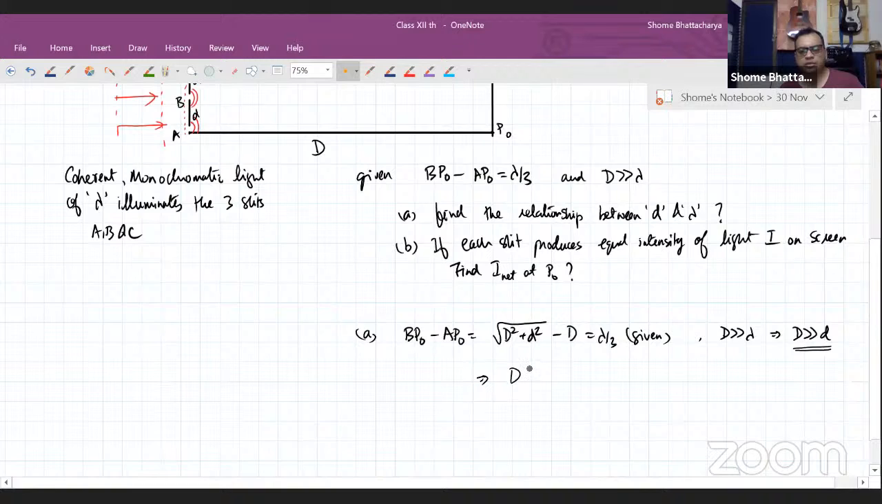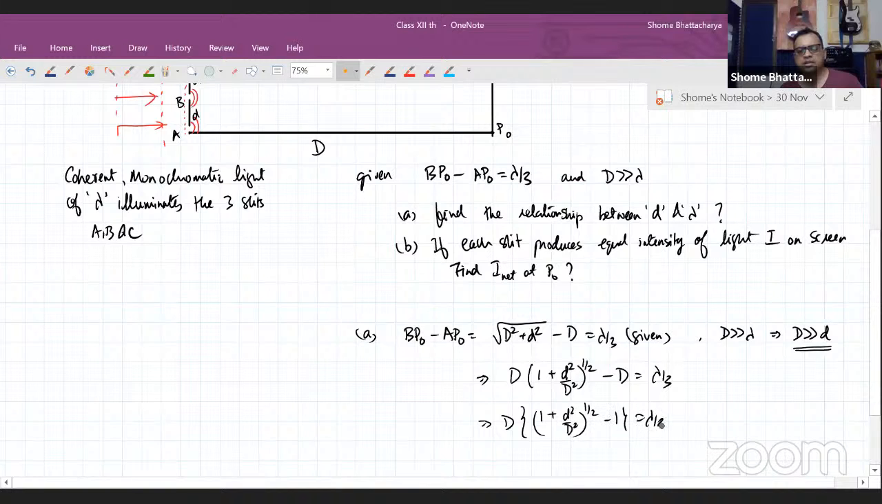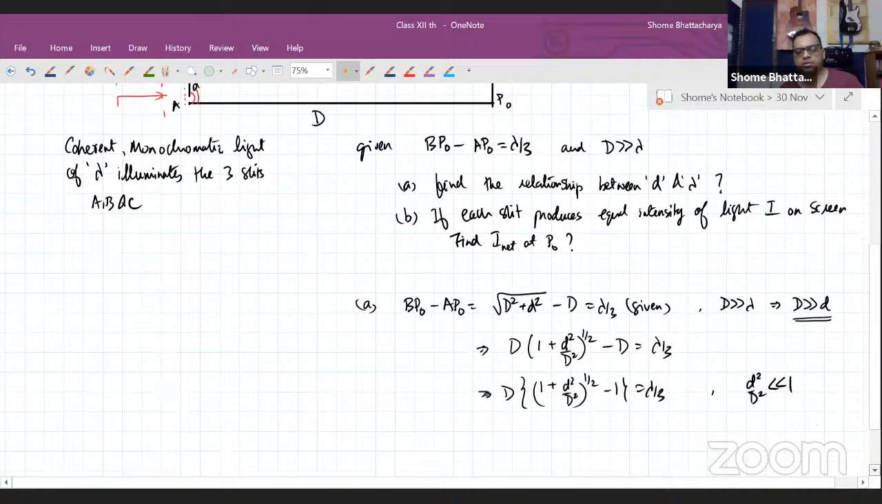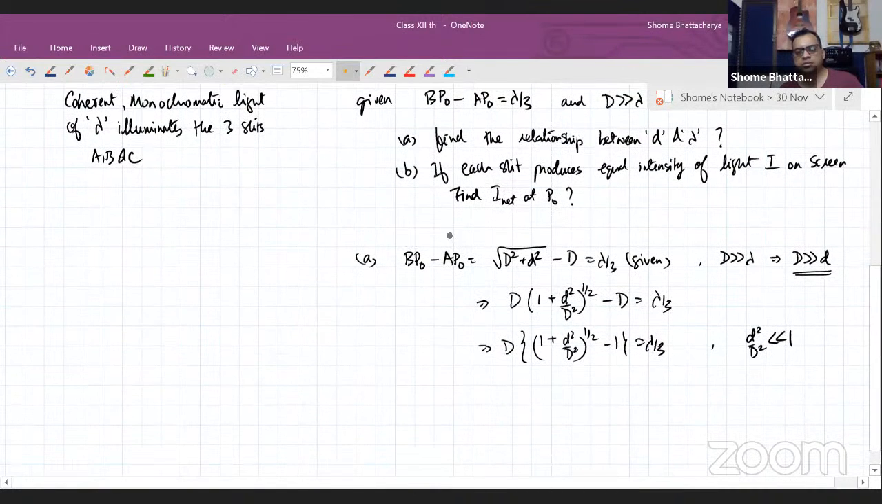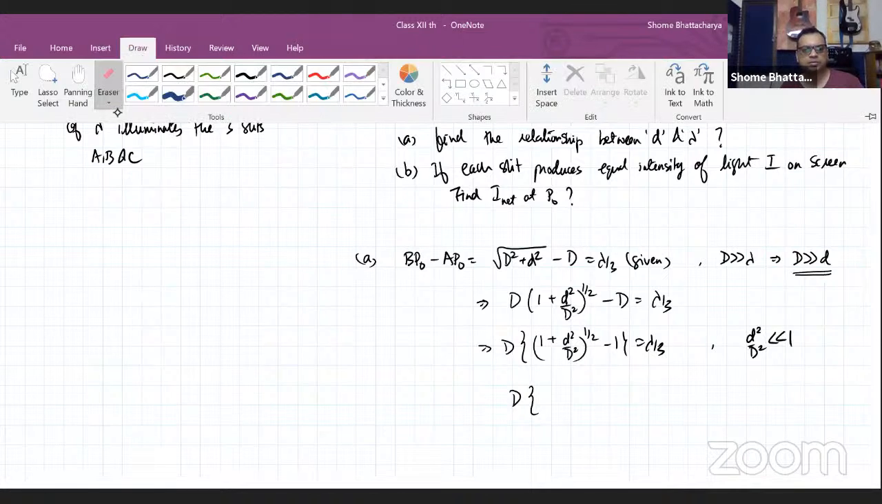So if you take capital D common here, 1 plus d square by capital D square to the power half is lambda by 3. So further we can take capital D common and write this as the power half minus 1 is lambda by 3. Now we can use this relation that d square by D square is extremely small compared to 1. So use the binomial approximation next step. So next step becomes an approximation here. So let's use the approximation symbol.